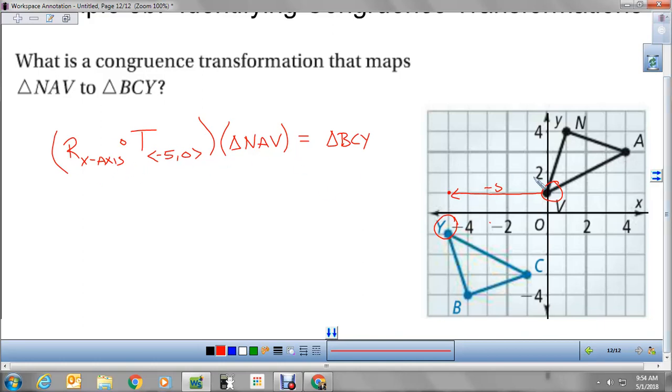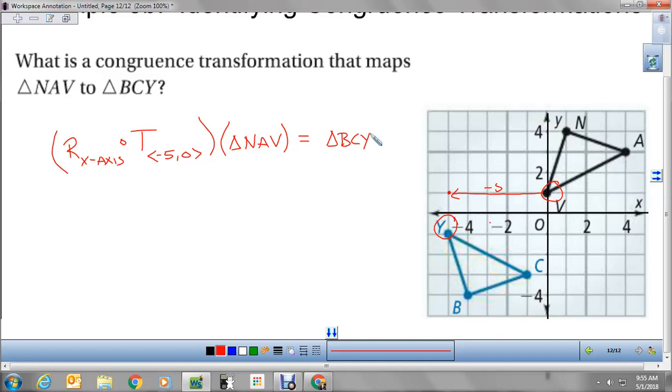The translation, I'd move this 5 units to the left and up and down 0 of triangle NAV to equal triangle BCY. So once again, always make sure to see which parts match up. I knew that B is going to match up with N, and C is going to match up with A. So in order to do this and flip it over correctly here, it would have to be sliding this way and then flipped over this axis.